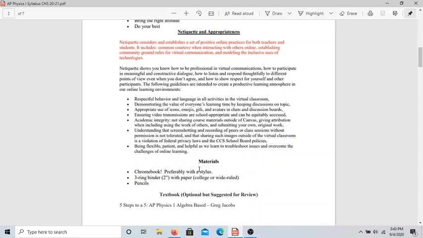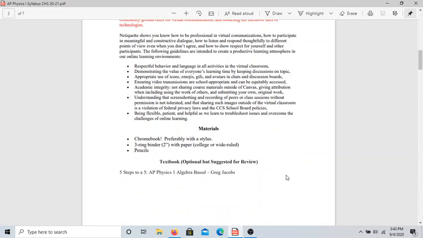There is no textbook for this class. The closest thing is called 5 Steps to a 5, AP Physics 1, Algebra Base by Greg Jacobs. It's just an AP workbook. It's a really useful tool if you want something to review. It's got explanations of all the different topics we're going to talk about, several practice exams. Just a lot of great stuff in there. So that's just a suggestion. I think the paperback version is pretty cheap on Amazon. So if you're looking for a textbook or some support to have at home, that's a great option.